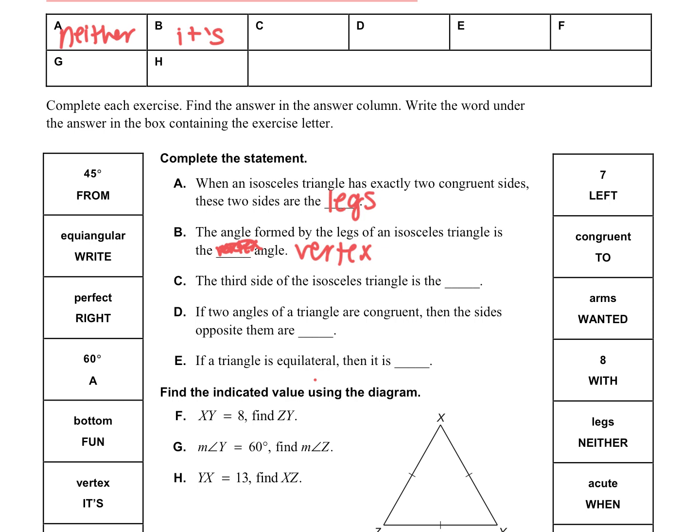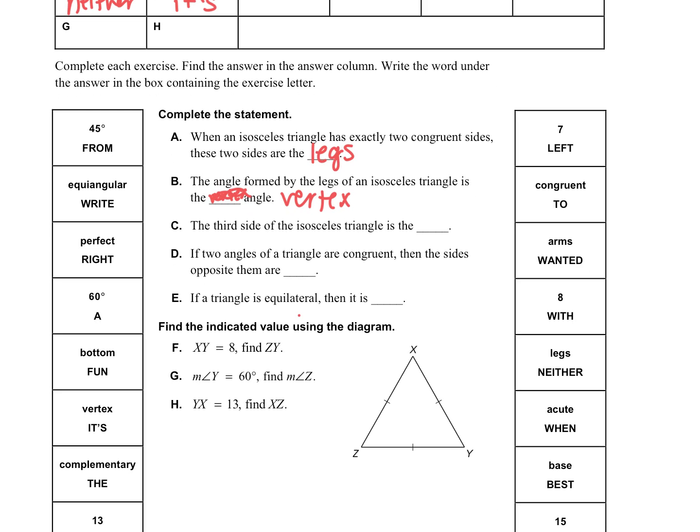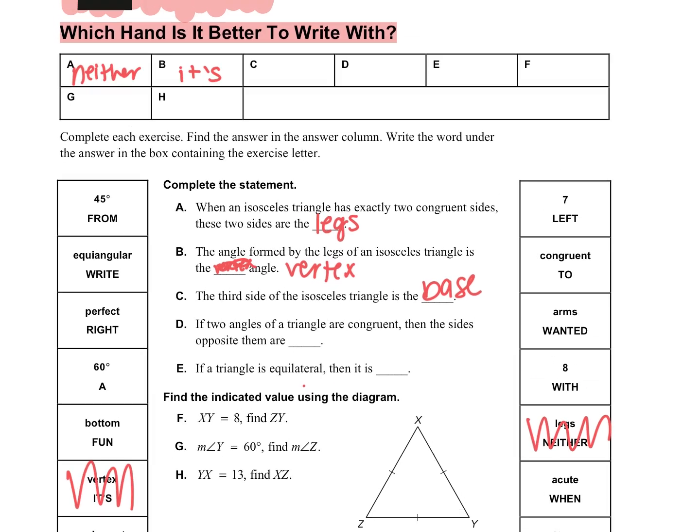The third side of an isosceles triangle is the what? Was that a yes or no? I would say study them. The base. The third side of an isosceles triangle is the what? What'd you say, Mia? Base. Perfect. Base. And base is best.